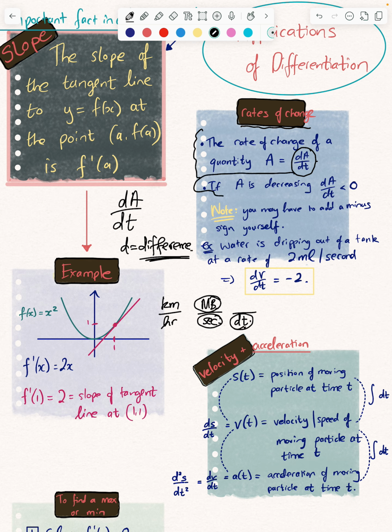Now, if the quantity is decreasing, the derivative dA/dt will be negative, and sometimes you're the one who has to introduce that minus sign. So if you're told the quantity is decreasing, you know therefore that the derivative should be negative. For example, if water is dripping out of a tank at a rate of 2 milliliters per second, that's volume over time, then the change in volume over time, dV/dt, is minus 2 because the quantity of water in the tank is going down.